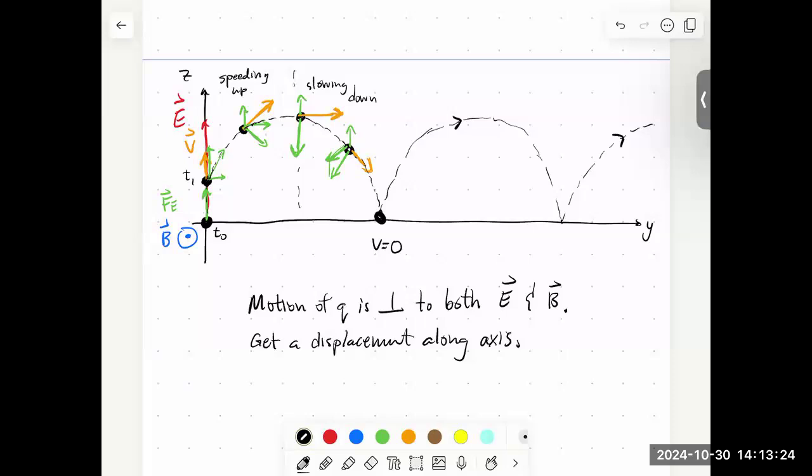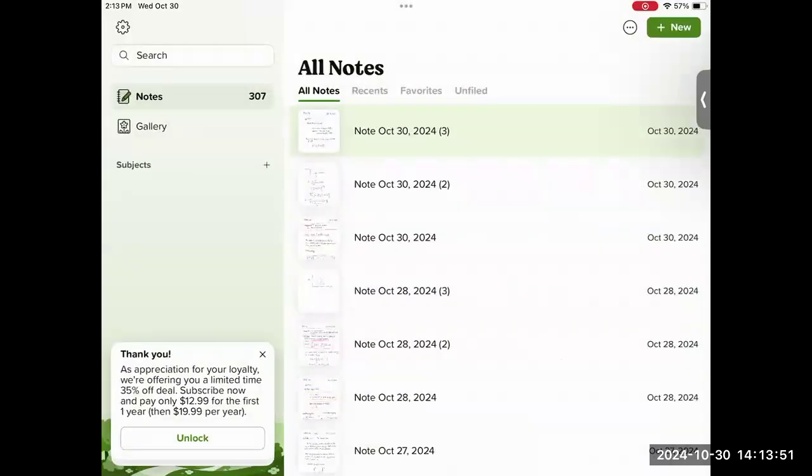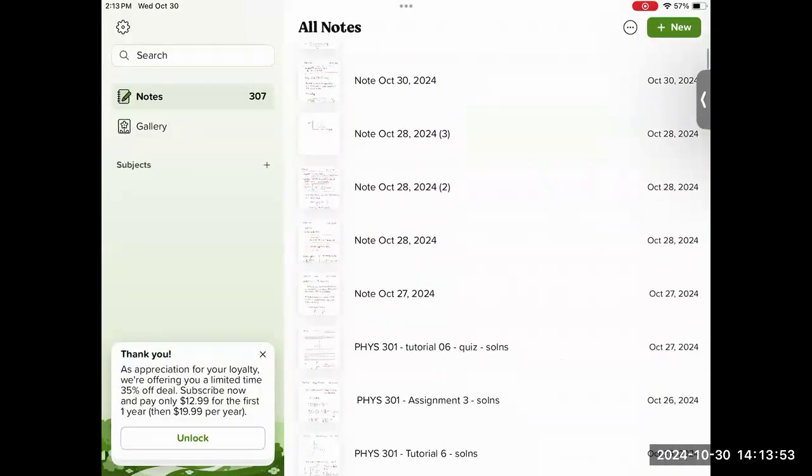Yeah, as long as the electric and magnetic fields are uniform, as long as E doesn't go away and B doesn't go away, we just hop along this y-axis forever indefinitely. Yeah, and the exact shape of this is a cycloid. What's a cycloid? Who remembers? Like, put a pencil on the wheel. Yeah, that's right.